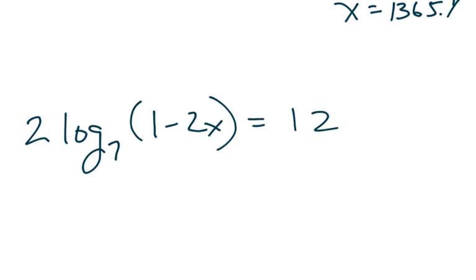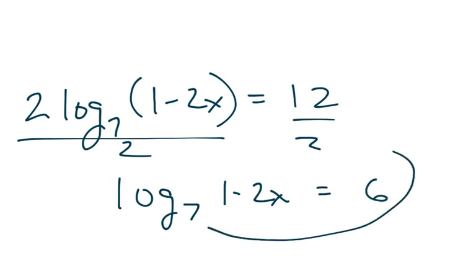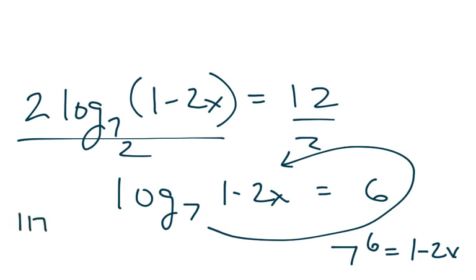Sometimes we'll want to get rid of stuff. Let's get rid of the 2 here. And let's make this log base 7 of 1 minus 2x equals 6 now. So we could do the circle the wagons thing. That'd be 7 to the 6th power equals 1 minus 2x. Now, let's just do it. All right, 7 to the 6th. Oh, that's a big number. It's 117,649.